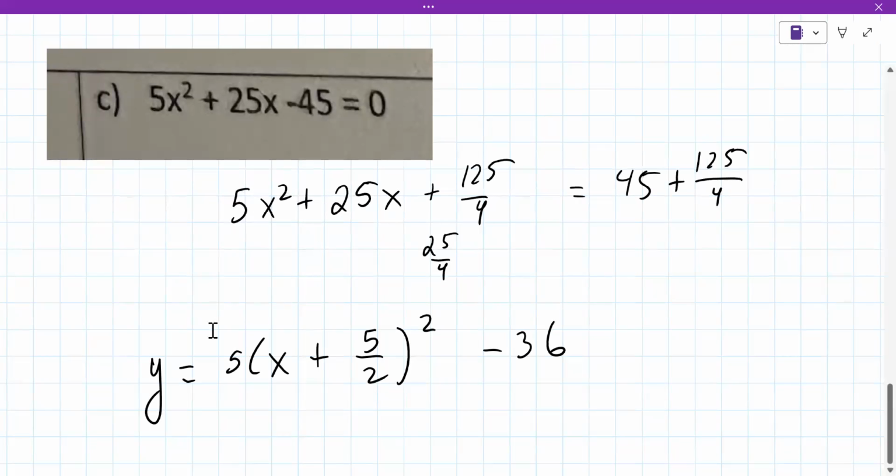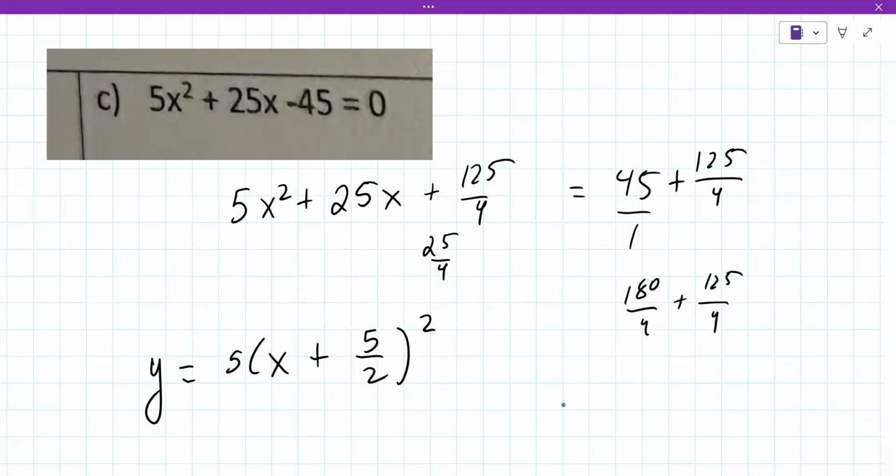Oh, I know what I did. It was simple multiplication. I did 25 times 4, not times 5. So I got 100 over 4, so I put it down as 25. Okay, so this one's got a little more to it in terms of how to combine these. You've got 45 over 1 plus 125 over 4. What does that become? 180 over 4 plus 125 over 4, which is 305 over 4.